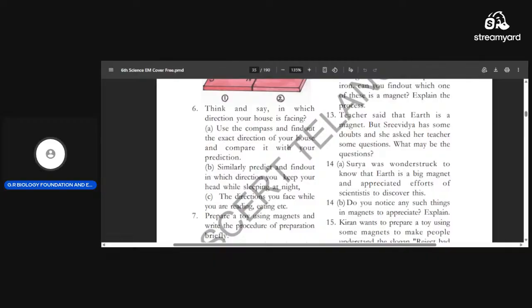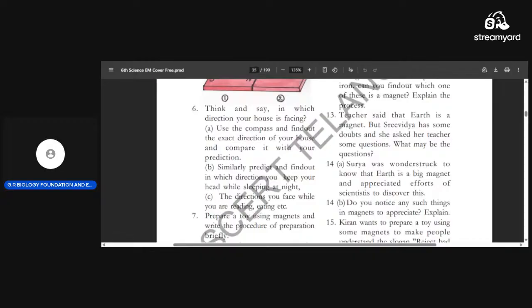Think and say in which direction your house is facing. By using your magnetic compass, you are going to find out the direction of your place. Use the magnetic compass, find out the exact direction of your house and compare it with your prediction. Prediction means you have to guess. I think my house is facing toward the east. Then with the magnetic compass, I test if it is east facing, and then we go to the next.